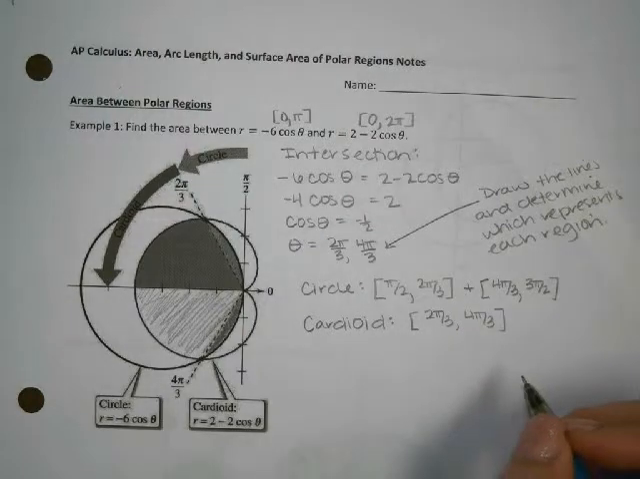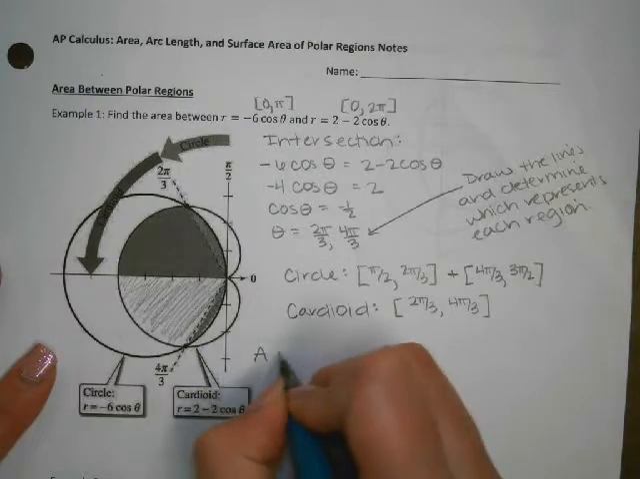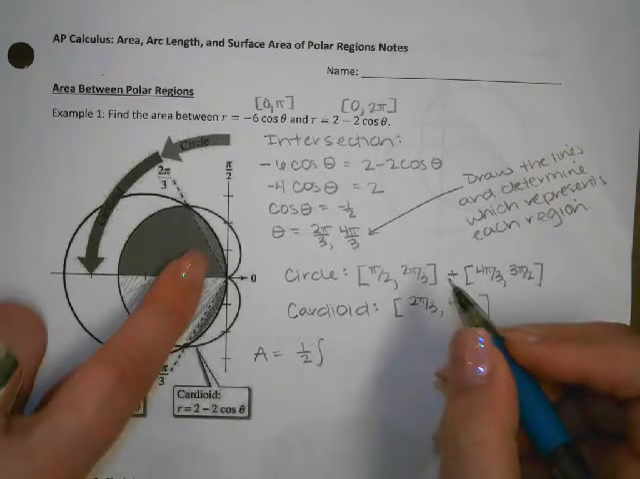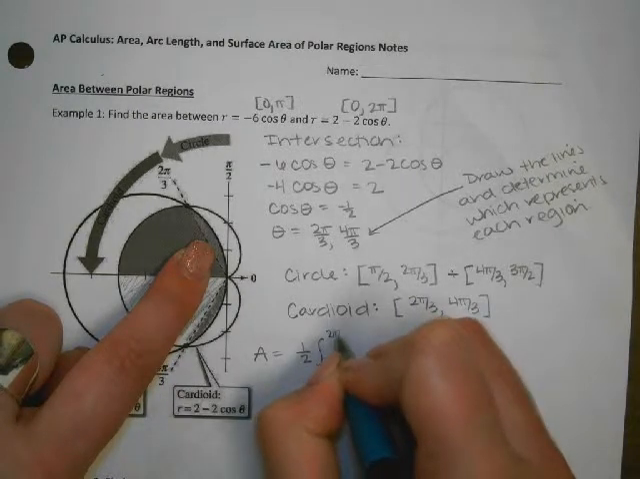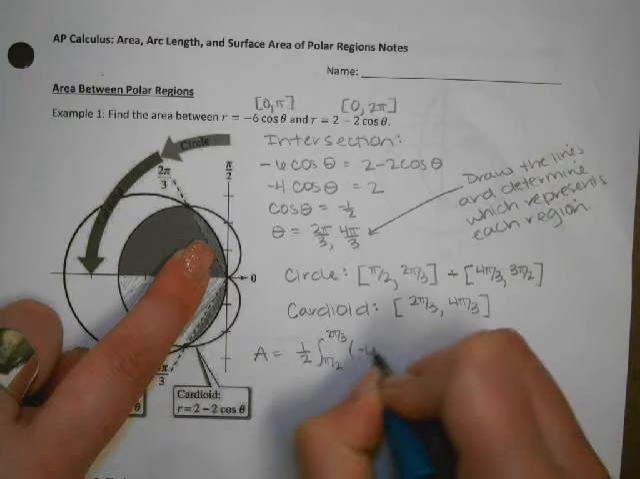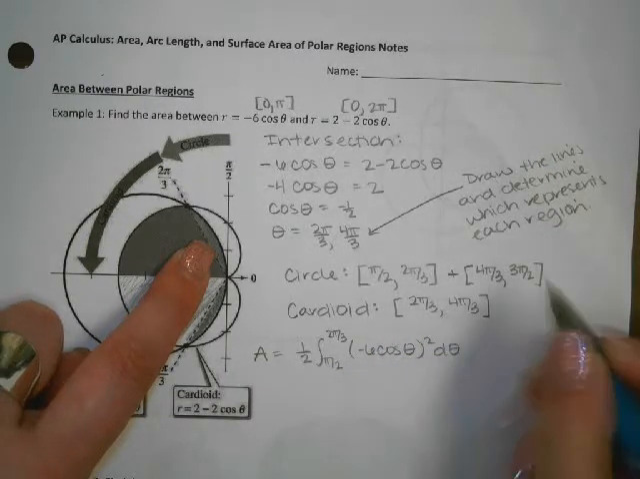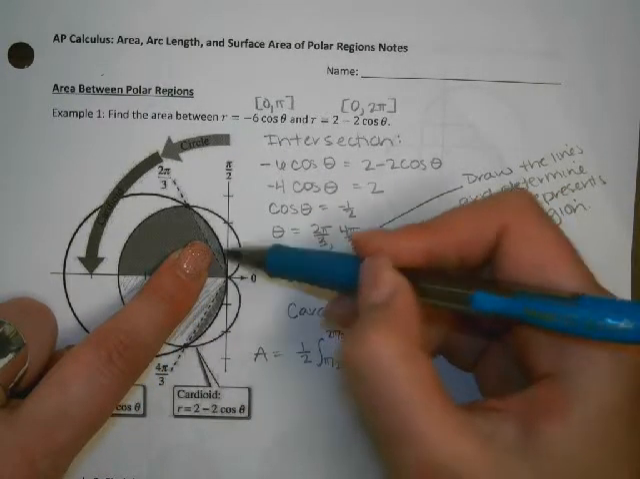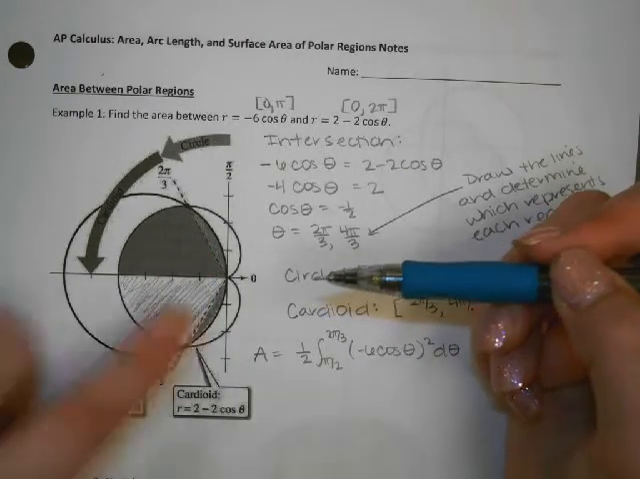Okay, so we'll go ahead and use our area formula. I'm going to say 1/2, and then for this little sliver, I'm going to say pi halves to 2 pi thirds of (-6 cos theta) squared d theta. And that's going to give us one little sliver. Now these slivers are definitely going to be symmetric to each other. I can see that this graph has a lot of symmetry.